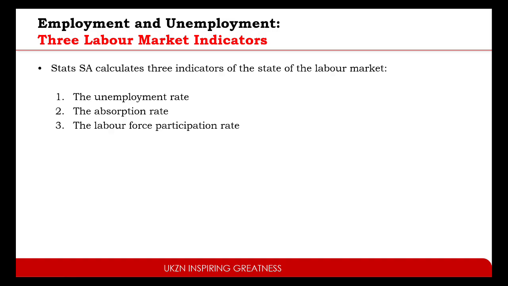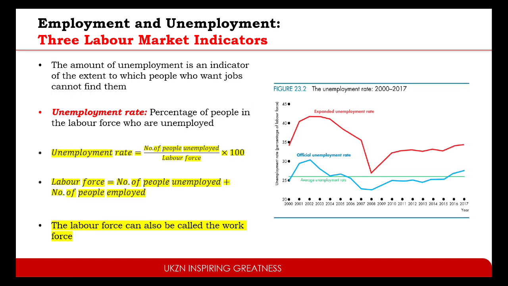Now there's three major calculations: unemployment rate, absorption rate, and labor force participation rate, right? The unemployment rate is very, very simple. The most important thing to take note of is the denominator, labor force. Labor force, you might ask, is what? It's the people who are unemployed and the people who are employed. Don't forget that. So once you get the labor force, you just take the people who are unemployed, hence the unemployment rate, and times it by 100, you get the rate, right?